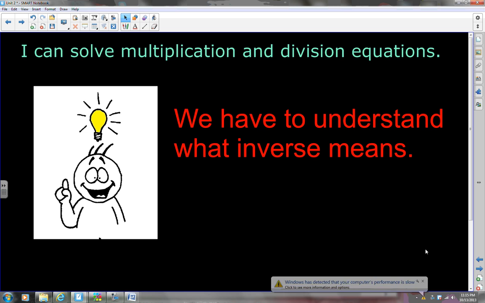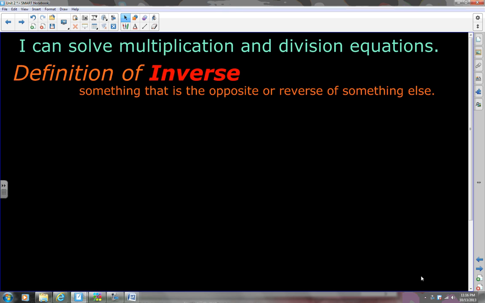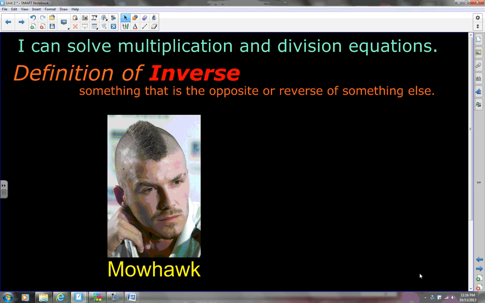Okay, now in order to solve multiplication and division equations, we have to understand what the word inverse means. Now, the definition of inverse is something that is the opposite or reverse of something else. Let's give you an example.